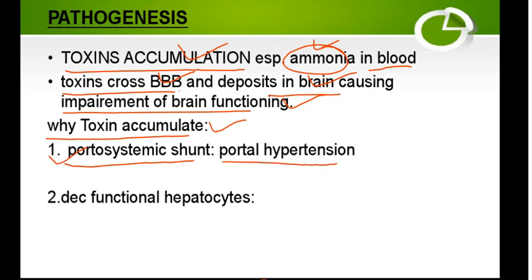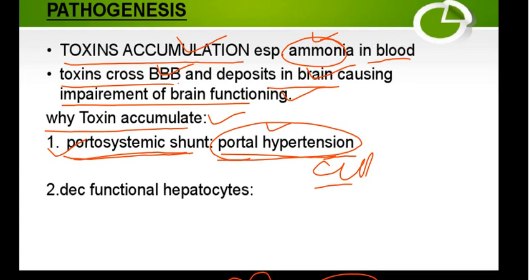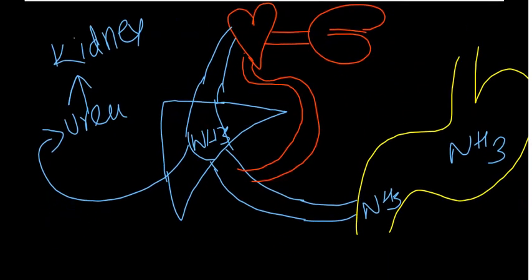And why does that shunt develop in cirrhosis or CLD? Due to portal hypertension. Other causes, like Budd-Chiari syndrome, congestive heart failure, or surgical shunting, may be there for portosystemic shunt, but we are mainly concerned about cirrhosis, and that causes portal hypertension. Now, how does that hypertension actually work for encephalopathy?